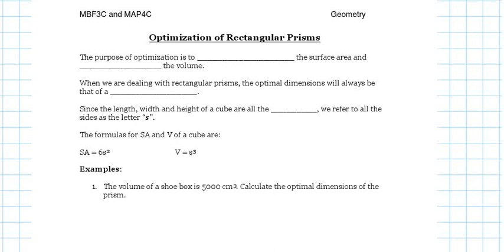So the purpose of optimization, why do we want to do optimization? Or what is optimization? The purpose of optimization is to minimize the surface area, which means when you minimize the surface area, what would you be doing? Minimize the cost. Minimize the material you're going to use, right? And optimize, which is maximize the volume.